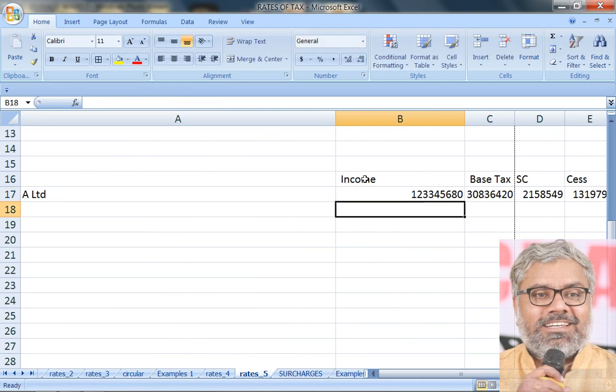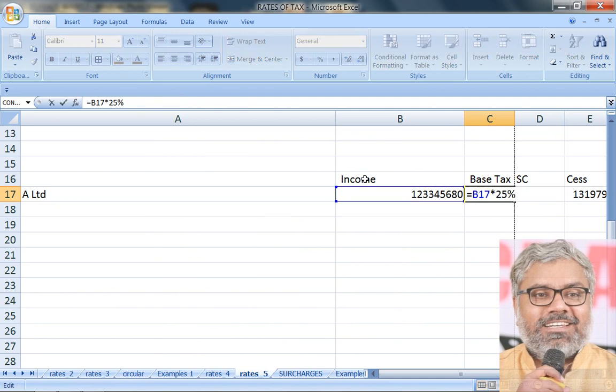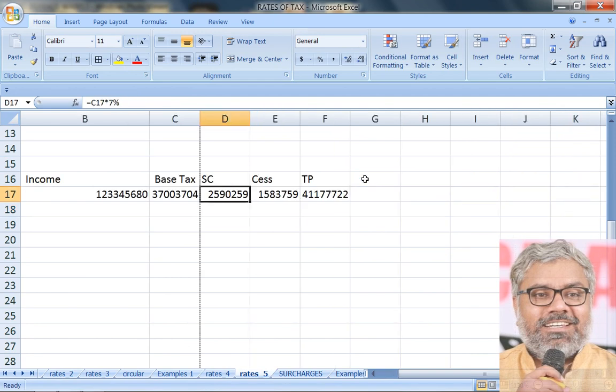Right? Imagine now, let us add one more example. Imagine the income of this company is 12 crore 33 lakhs 45,680. And also imagine the rate of tax applicable is 30% instead of 25%. When will that be possible? Only when turnover in the year 2017-18 was more than 400 crores. If that is the case, yes, base tax is 30%.